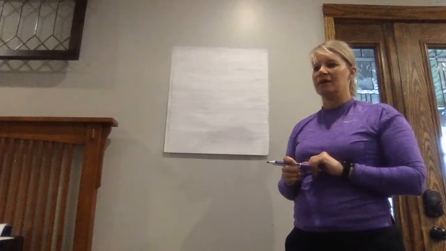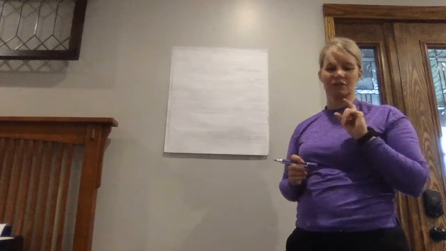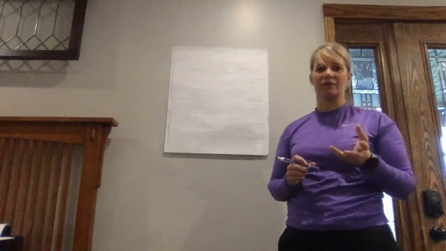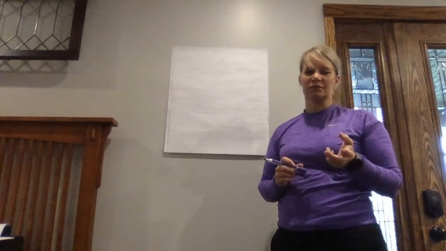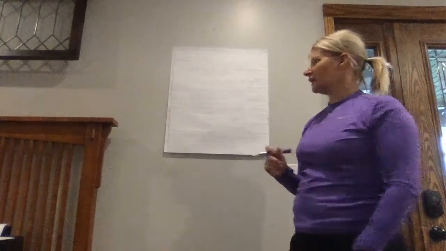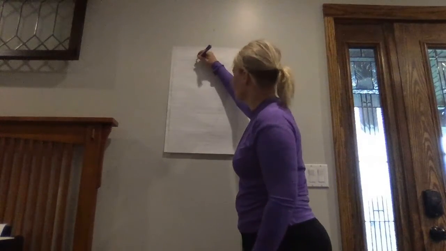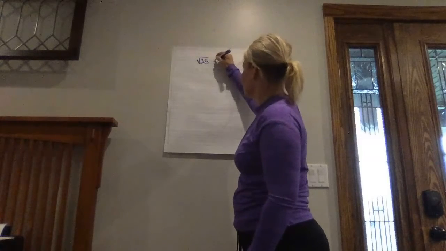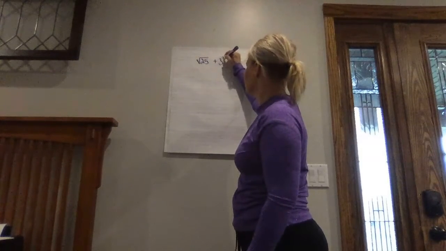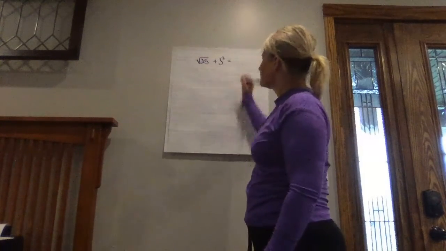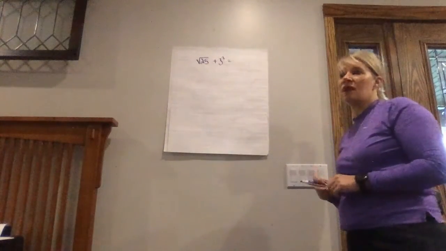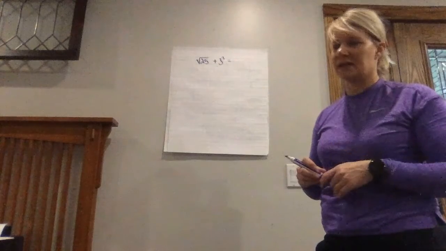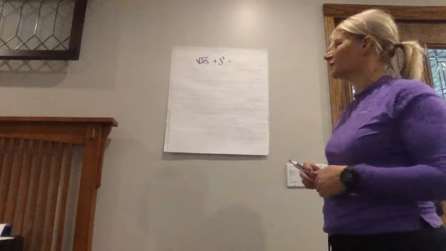There are a couple of things on there that you probably haven't seen yet. The first one is how to solve an equation with cube roots or square roots. Let's start real easy. Let's say we just have the square root of 25 plus 3 cubed. Order of operations, remember that, it's GEMDAS or PEMDAS or however you want to say it.